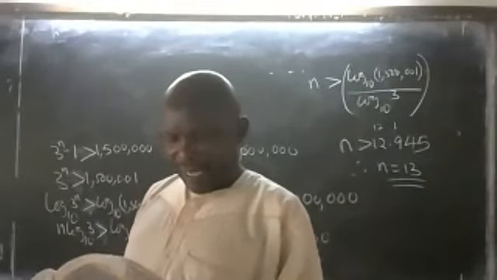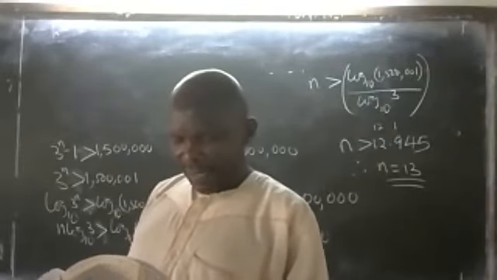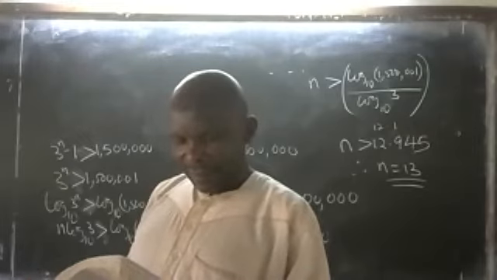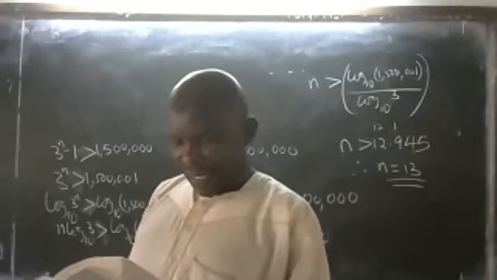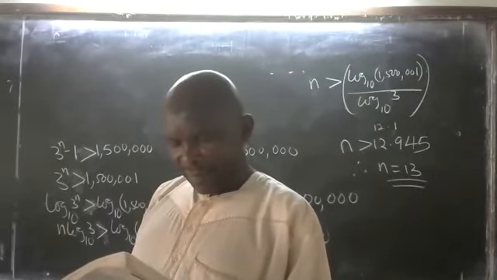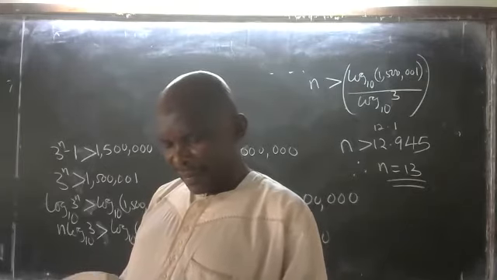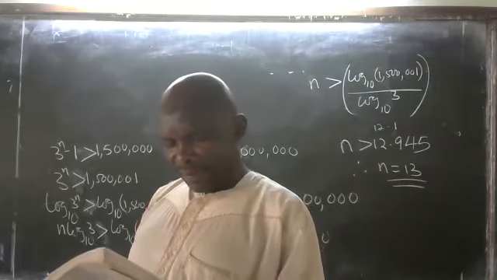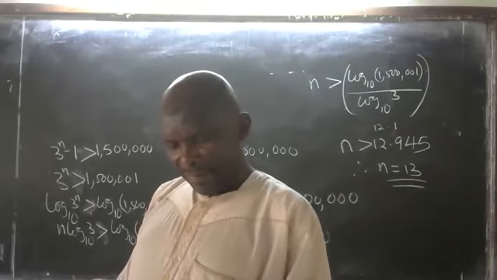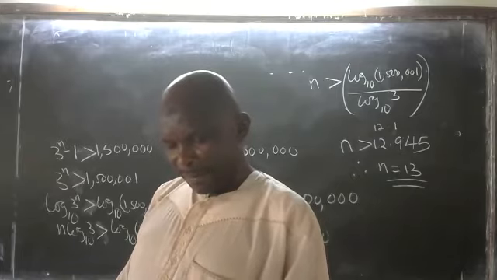And the sum of the third and fifth term is 20. Find the first 4 terms of the progression.